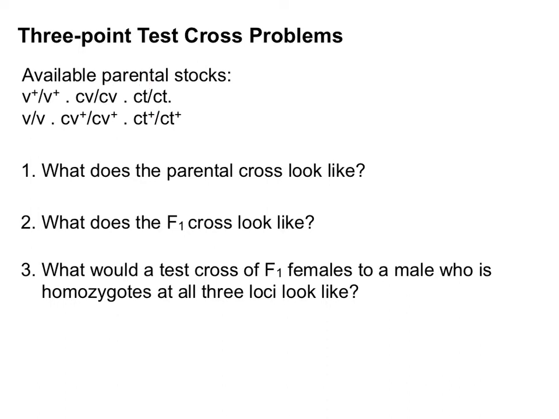One parent is homozygous wild type at the V locus, and is homozygous mutant at the other 2 loci, the CV and CT loci respectively. The other parent is homozygous mutant at the V locus, but is homozygous wild type at both the CV and CT loci. So what we're going to do is allow for a parental cross to take place. We're going to produce an F1, and then from those F1 offspring, we're going to test cross the F1 with an individual, in this case a male, who is homozygous mutant at all 3 loci, the V, CV, and CT loci.